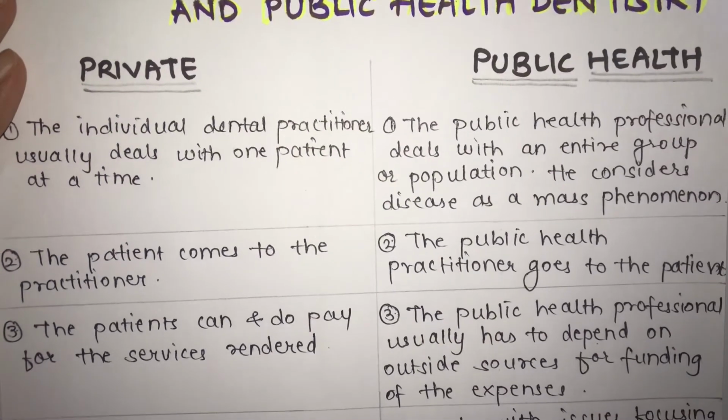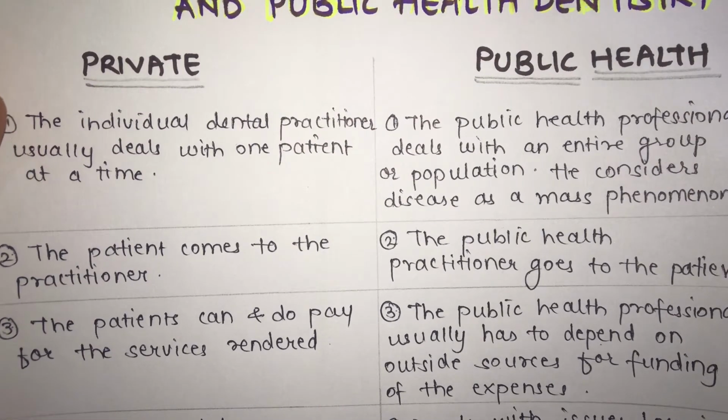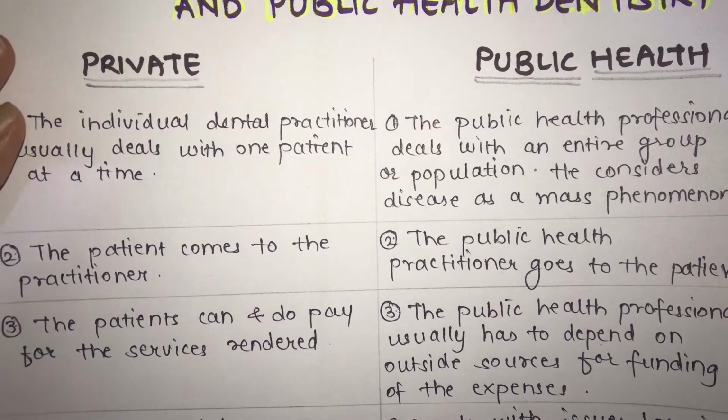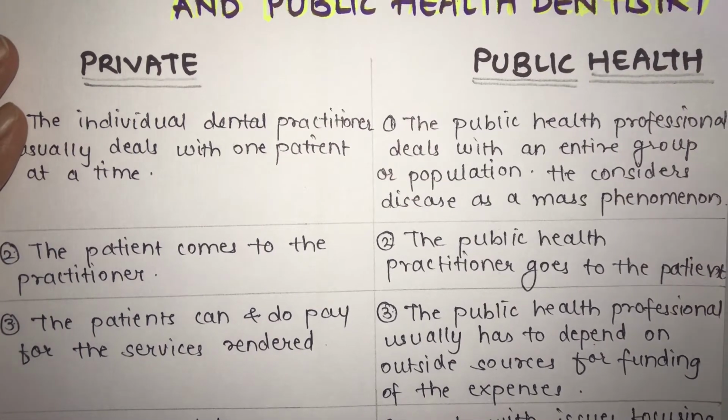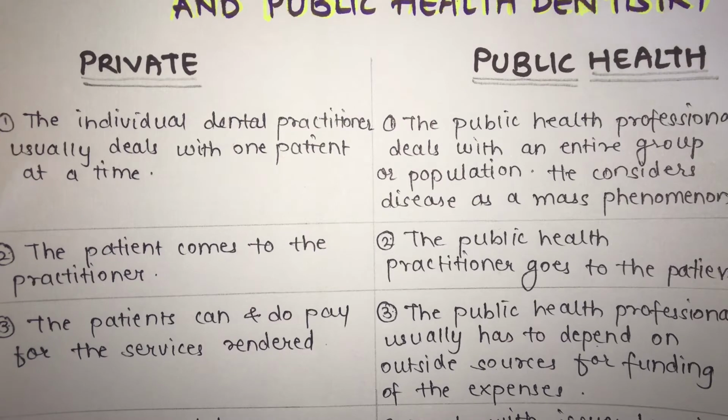The next is, the patient can pay for the services rendered. So in private practice, the patients pay for their services. And in public health, the public health professional usually has to depend on outside sources for funding of the expenses. As it is done in a mass population, the prices depend upon the funding. So there are NGOs which fund these public health professionals so that they can conduct various camps.